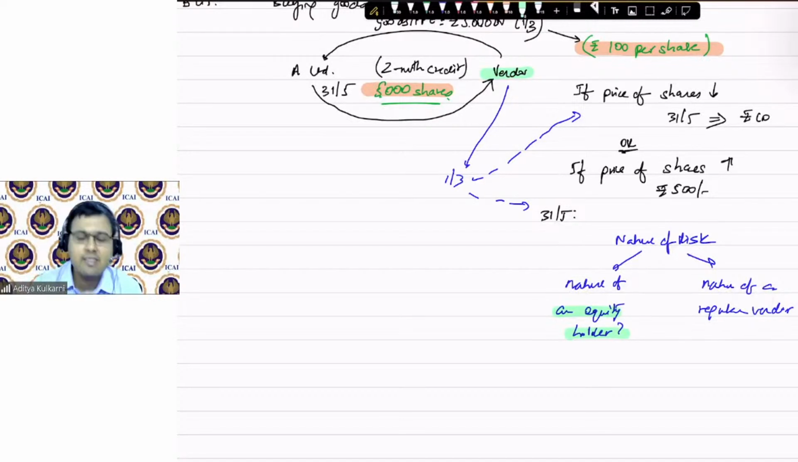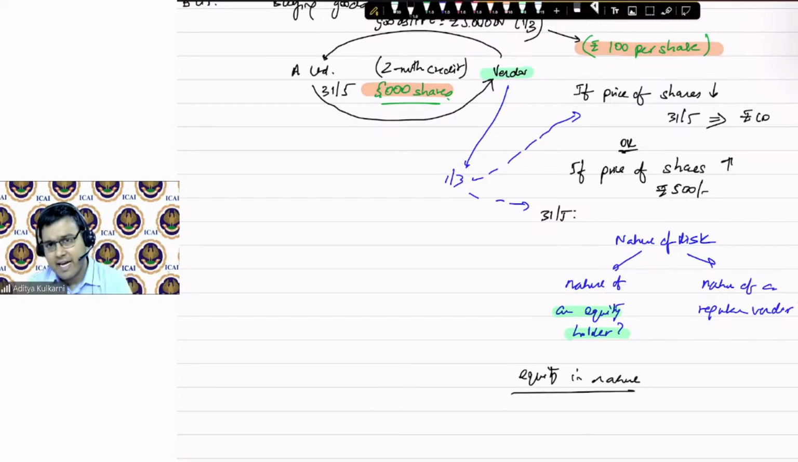And if he is an equity holder, can I say that A Limited has no obligation at all? What A Limited is issuing is basically equity. I'm not saying shares, please beware. I'm saying the instrument which it is issuing is equity in nature. Ultimately it will go as equity shares.